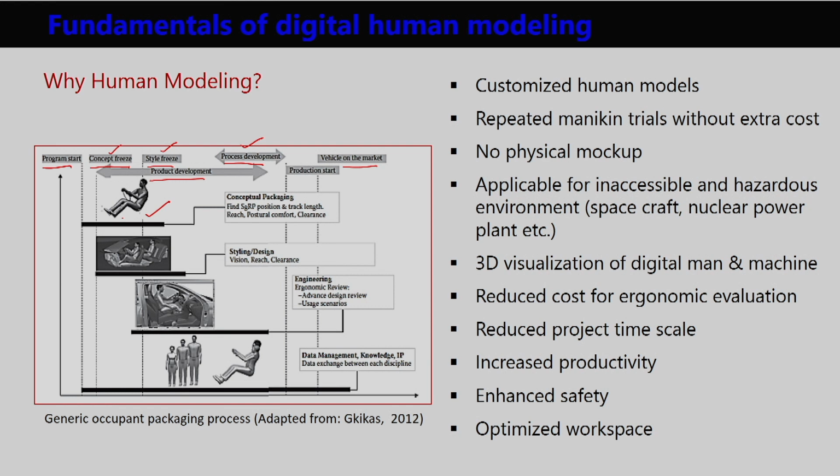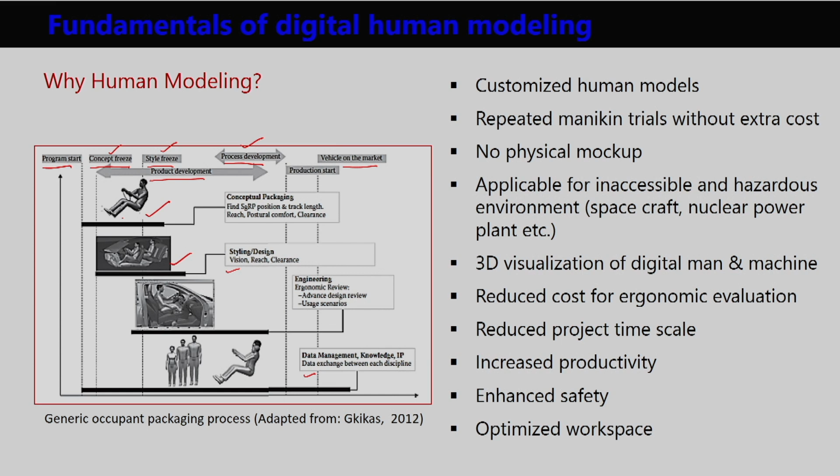Then while we are thinking of the style freezing or finalizing the style, at that time we are considering vision, reach, clearance, these aspects. Then various engineering considerations in the next phase, that is ergonomic review related to advanced design review, user scenarios by different types of users starting from driver, passenger or other maintenance operators, and finally data management. In the last phase, data management, we are discussing the knowledge, IP, data exchange between various disciplines.